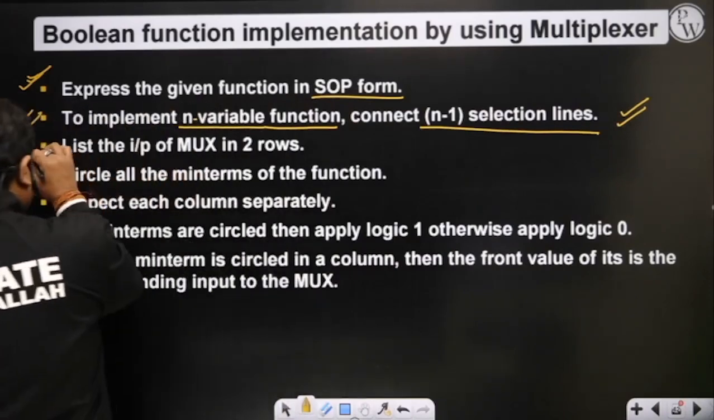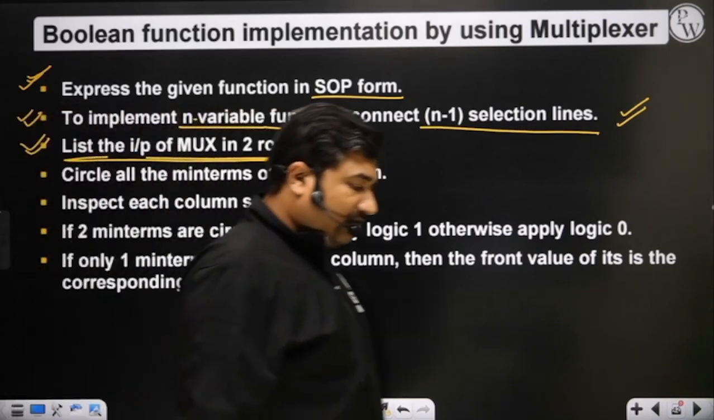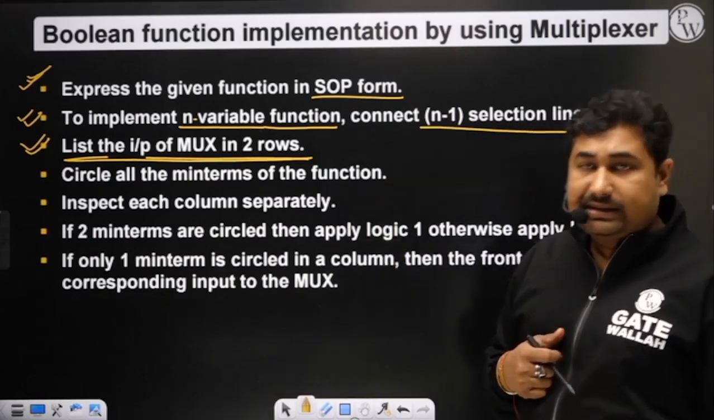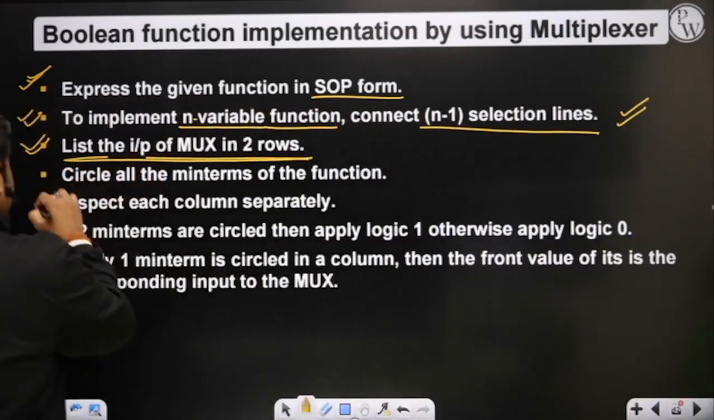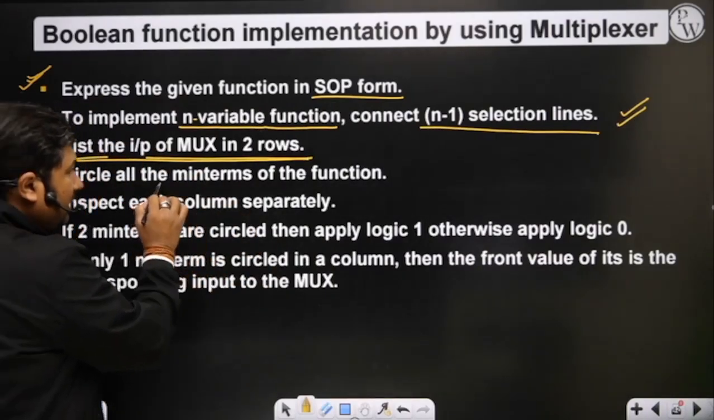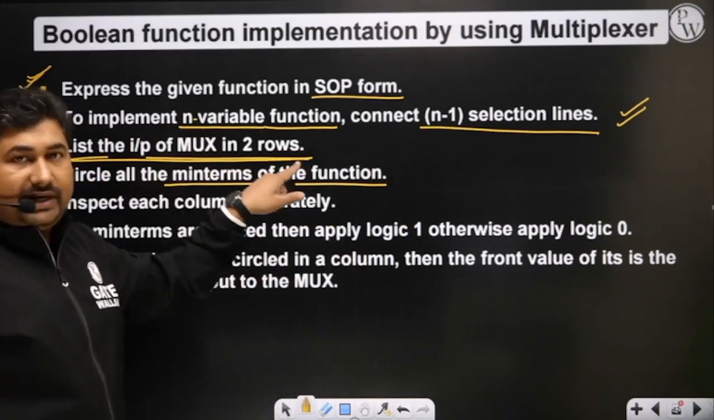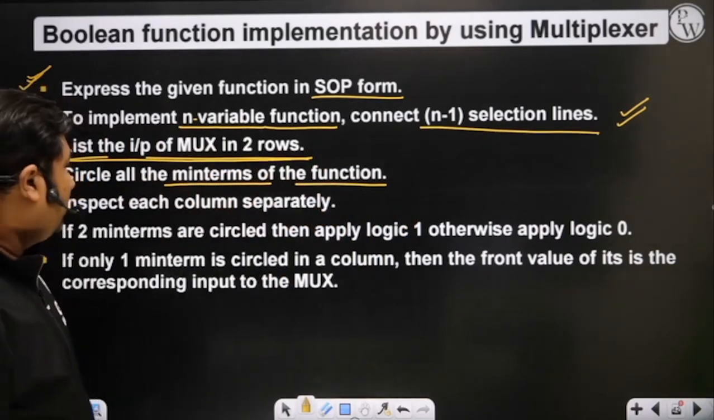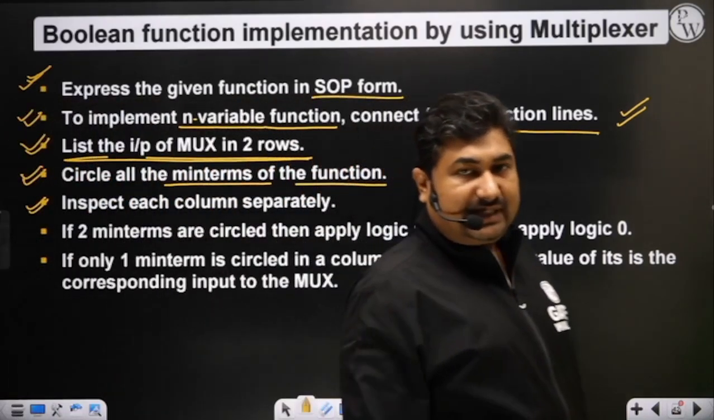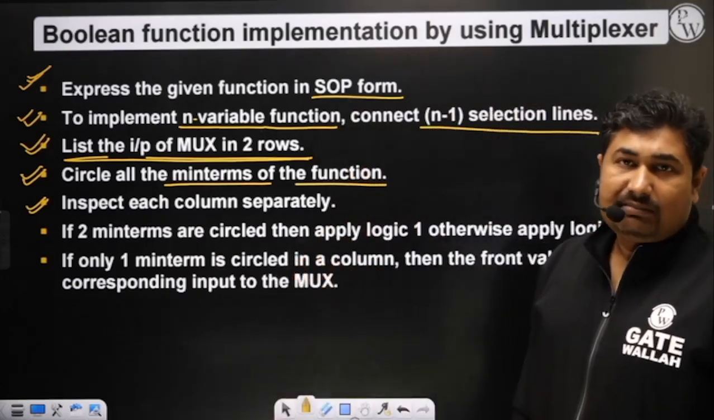Then list the inputs of the mux in 2 different rows. Later on, I am going to show you what this is. Then next, circle all the min terms of the function. After listing in 2 different rows, circle all the min terms of the function. Then inspect each column separately. These are the steps; later on, I am going to explain them.